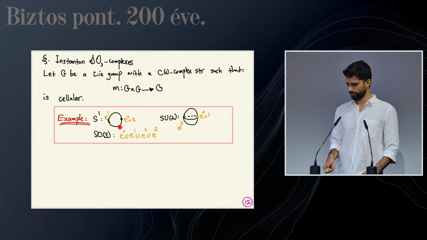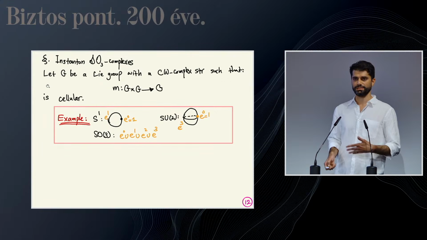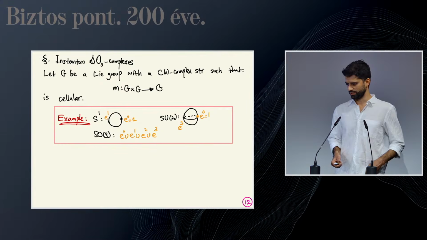The one which is more relevant for this talk is SO3. SO3 topologically is RP3. So in particular, it has a CW complex structure with one cell in any dimension between 0 and 3. And it's not hard to see that you can make it compatible with the algebraic structure. So there is a cell structure like this.